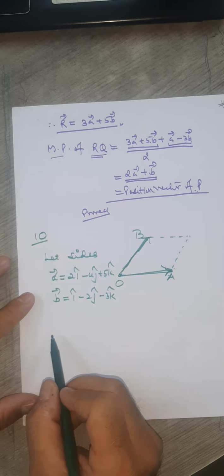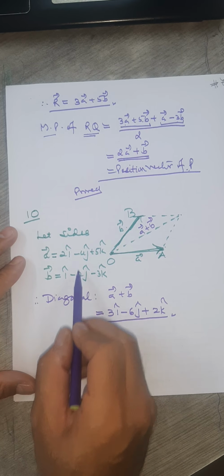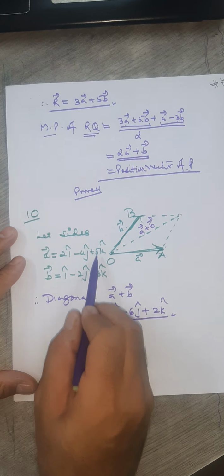You know, this diagonal is given by the sum of these two. If this is vector A and this is vector B, then we know very well by the triangle property, the diagonal is vector A plus vector B. So the sum of these two is 3i cap minus 6j cap plus 2k cap. 3 minus 6 and plus 2. This is the diagonal.